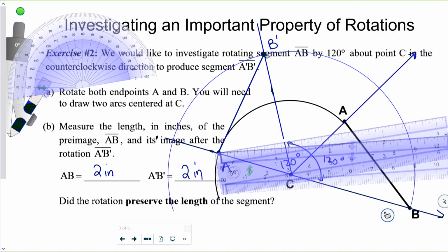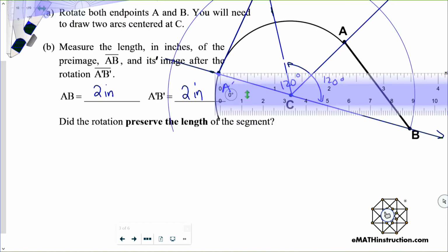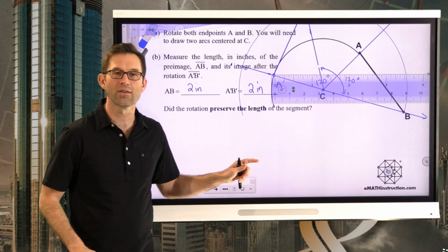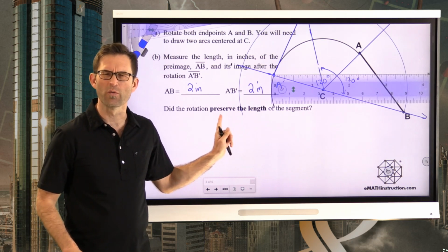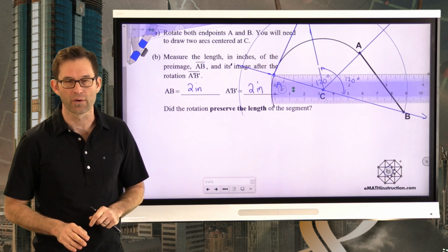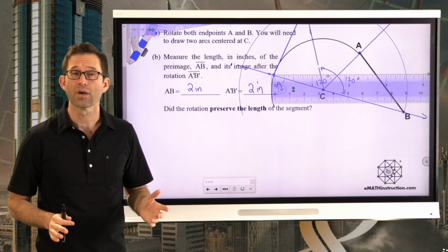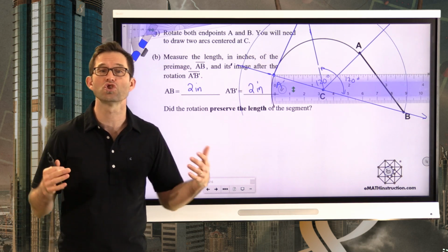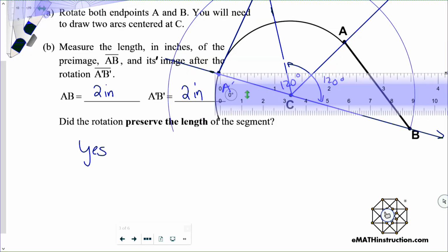The last piece of this, did the rotation preserve the length of the line segment? So let's take a look at that wording. Did the rotation preserve the length of the line segment? It's like preserving something in your refrigerator, right? It means it doesn't go bad, it doesn't change. The answer is yes. Okay, preserving means it doesn't change it. And the answer is absolutely yes.